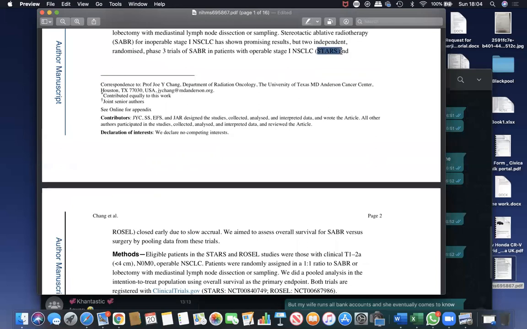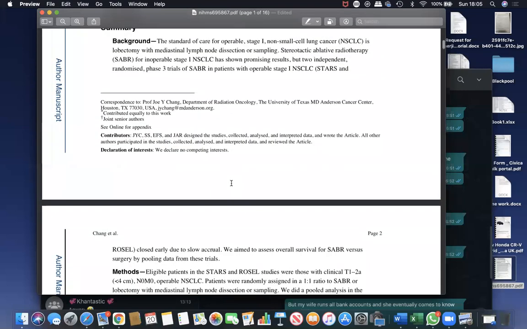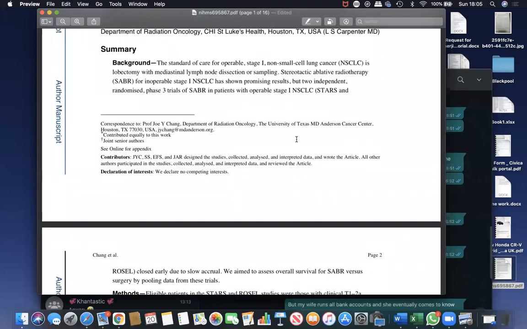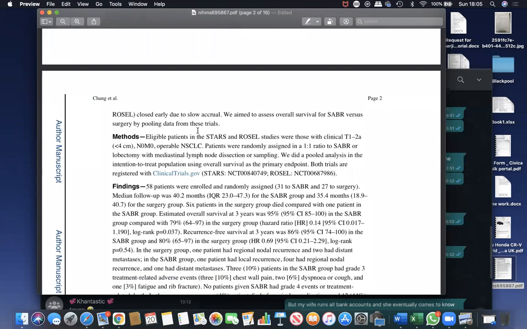Can you see that? Yes, sir. 5 extra words, and this is 5 extra words. So if the word count was 250, they must have gone to 260. And how to reduce 260 to 250 is to just put the abbreviation without explaining what that abbreviation is. But that is poor writing. That is very poor writing. You cannot expect a reader to know what STARS and ROSEL are. You cannot. Okay, let's go to the next.